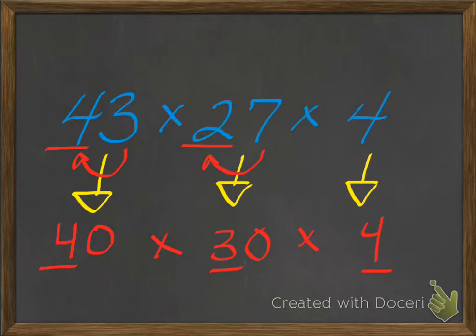4 times 3 is 12, and then 12 times 4 is 48. Ah, it worked. Then I tack on the zeros. There's 2 of them. It's going to equal about 4,800. That's my estimate.